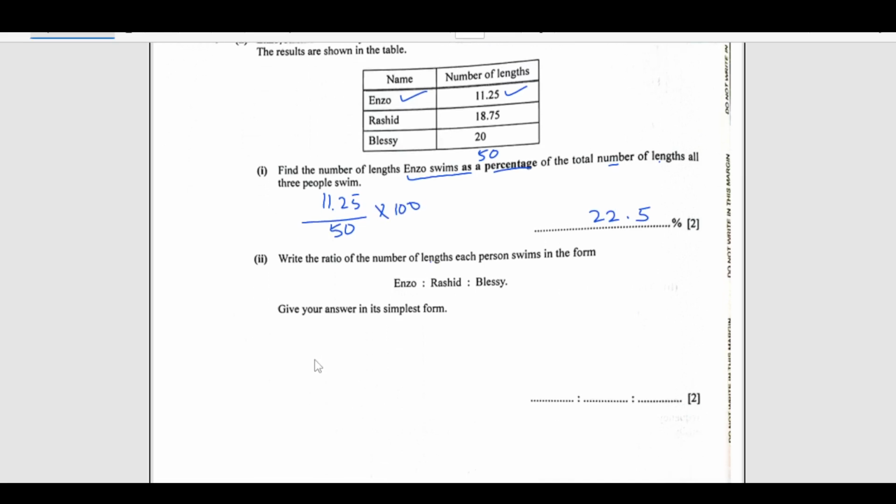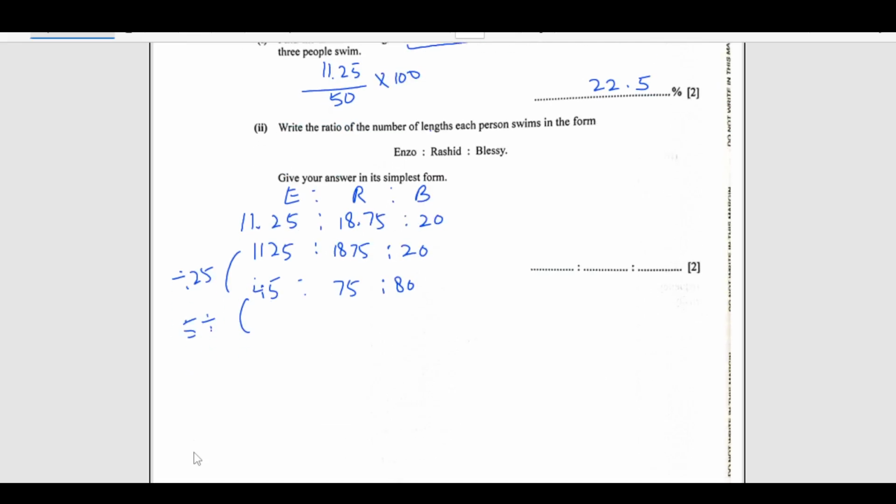Write the ratio of the number of lengths each person swims in the form Enzo : Rashid : Blessy. Give the answer in simplest form. We have 11.25 : 18.75 : 20. Now to remove the decimal, multiply throughout by 100, so it will be 1125 : 1875 : 2000. Divide by 25.